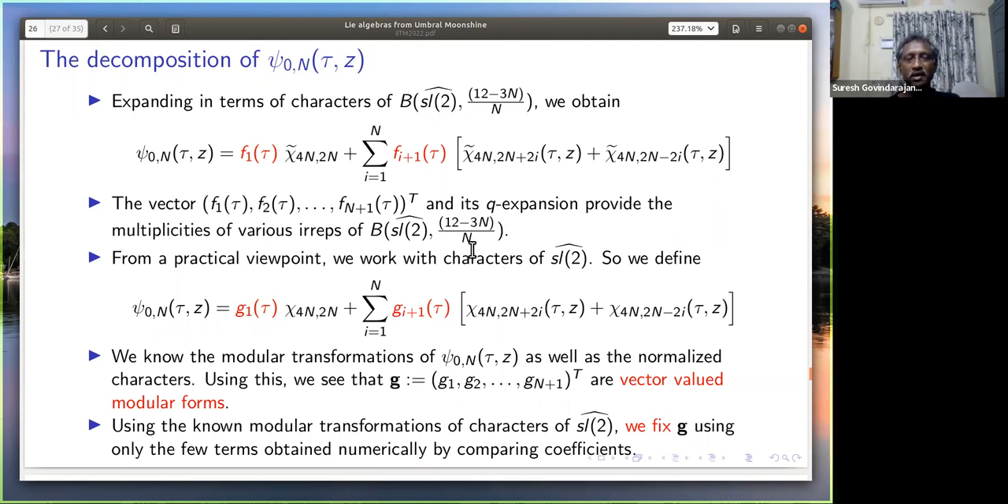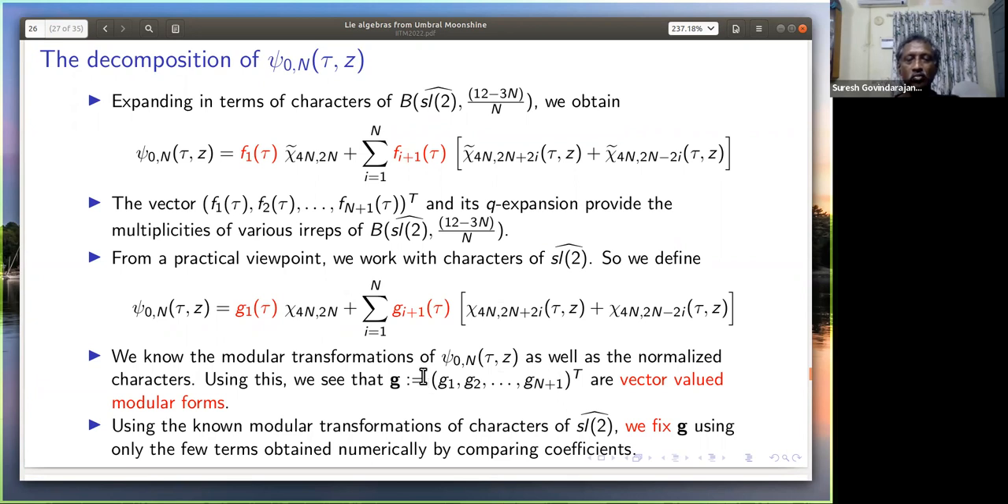However, from a practical viewpoint, the transformations of these tildes are the same. They differ only by powers of eta, the Dedekind eta function. So it's simpler to work with G1 up to G i plus 1. What we have done is take out some powers of eta, so the map between the F i's and the G i's is very straightforward. The reason to do this is because the modular transformations of these are textbook.